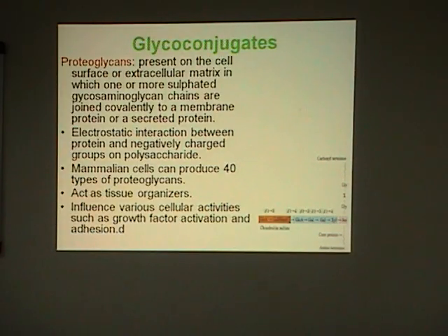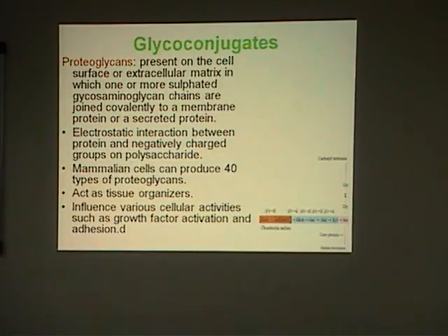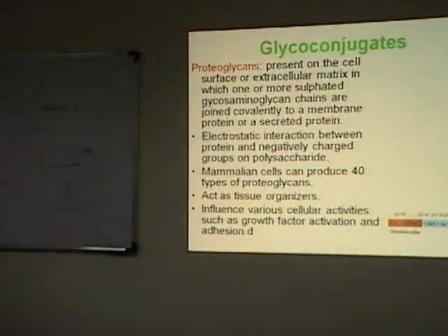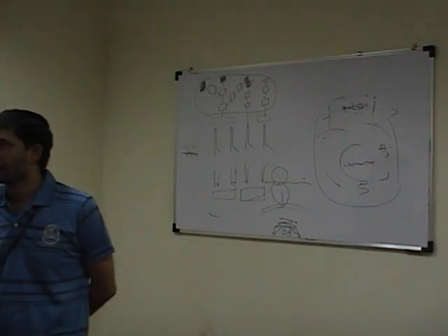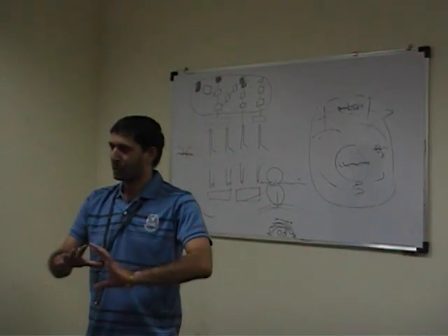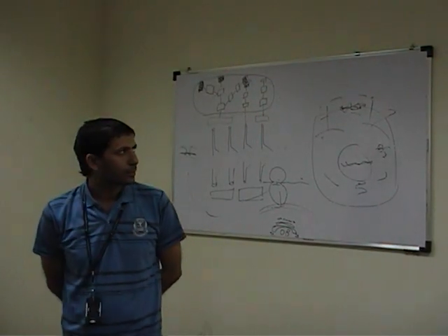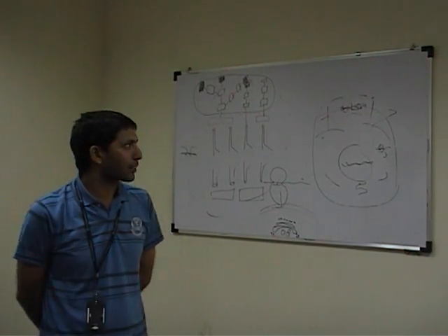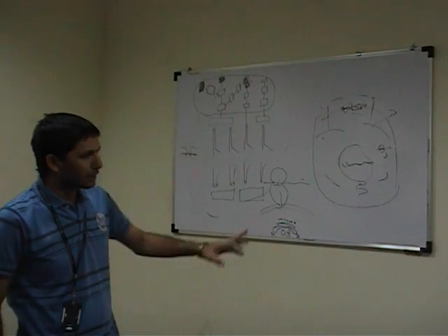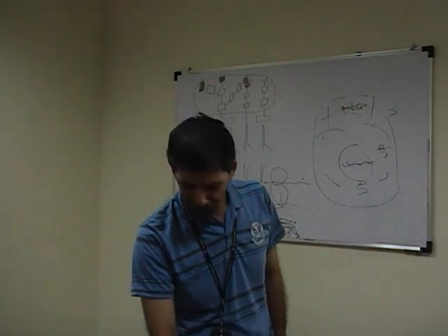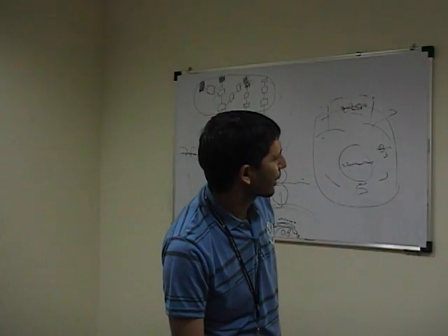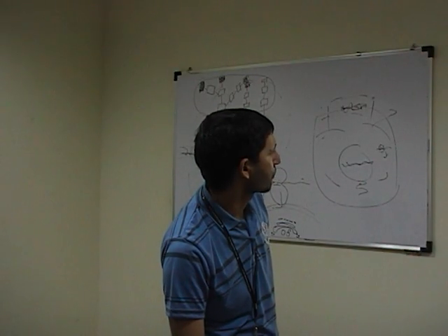As I mentioned earlier, besides carbohydrate, other things are attached, either protein or lipid or any other group is attached with the carbohydrate, then it is called glycoconjugates. Let's describe it. Proteoglycans. Glycoprotein.